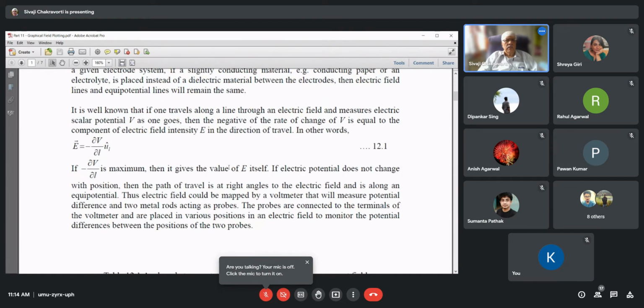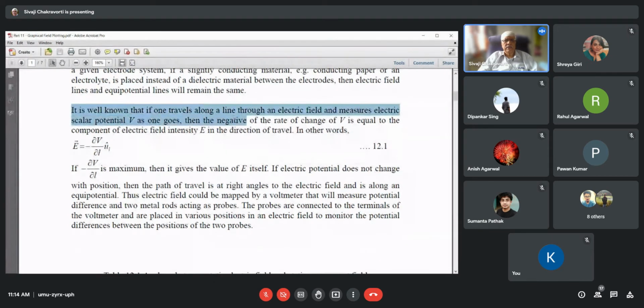Now, this is an important statement: if we travel along a line through an electric field and measure electric scalar potential as we are moving, then the negative of the rate of change of V, because the rate of change of V is nothing but the gradient of V, and the negative of the gradient of V is equal to the electric field intensity, and that is always in the direction of travel. So this equation 12.1 is quite well known.